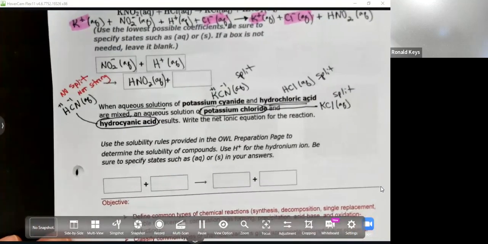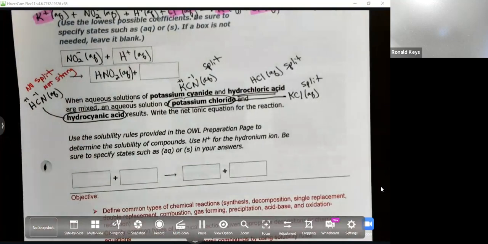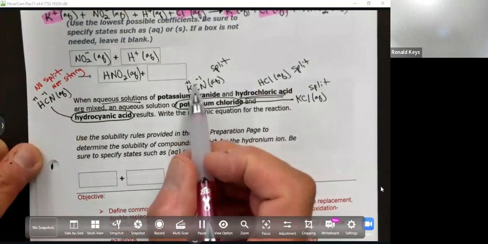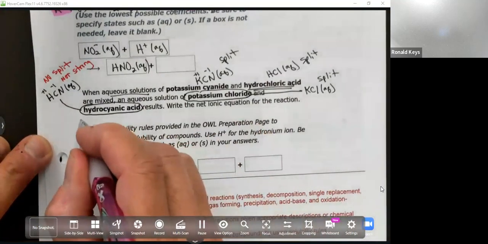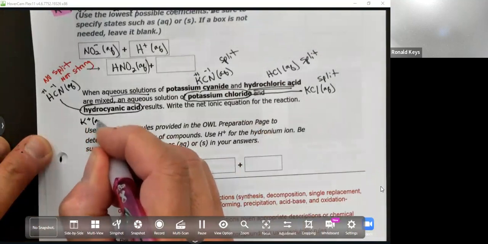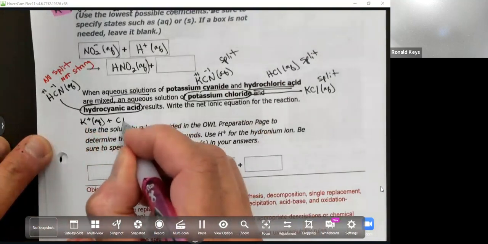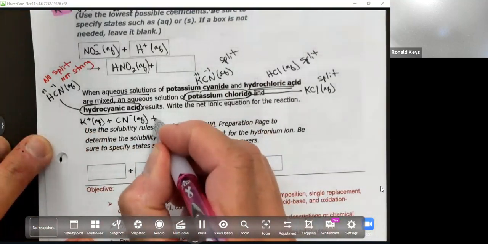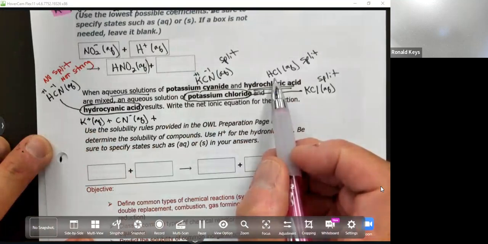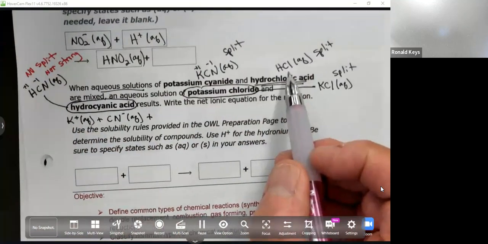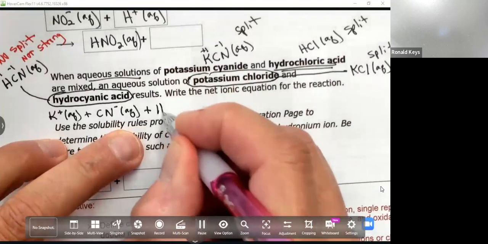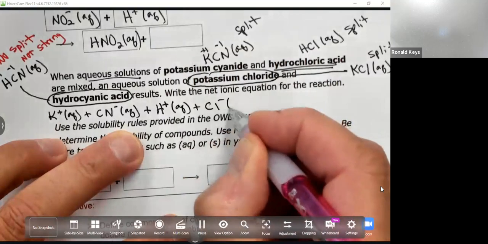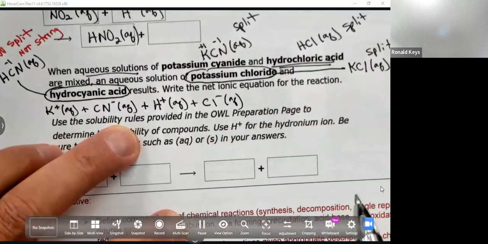So that pretty much then, let's split them up right here. I'm going to start right here. We've got K plus, aqueous. We've got CN minus, aqueous. Split up HCl into H plus aqueous, Cl minus aqueous.